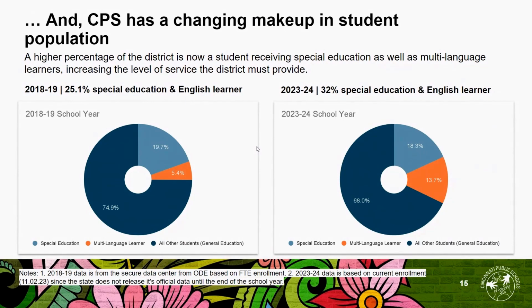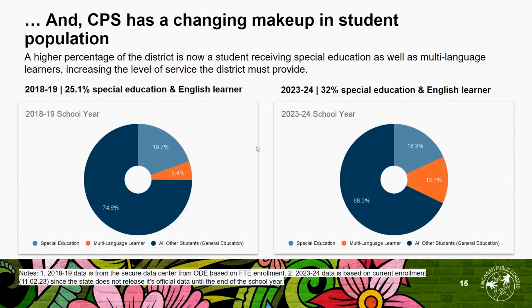If we go back to 2018-19, the year before the pandemic, we see that a quarter of our population was either a student receiving special education services or an English learner. This year, as we see on the right, a third of our student population is a student with special needs or an English learner. So we have a higher mix of higher need students that require more resources and support, which we want and need to provide to them. That comes with higher costs, though.